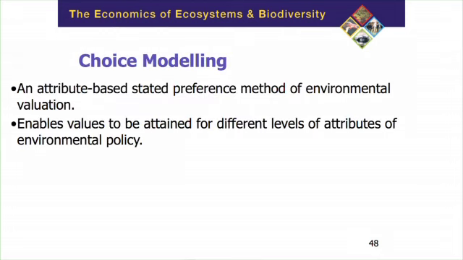Okay, the final one is choice modeling. So this is what's called an attribute-based preference method. And it's almost an extension or expansion of contingent valuation, so a lot of what I've said about contingent valuation also relates to choice experiments. But what it is with the choice experiment is that we can value the attributes of the environmental resource.